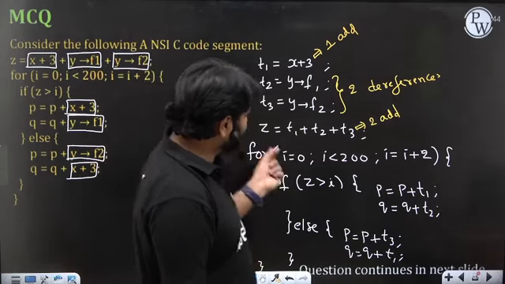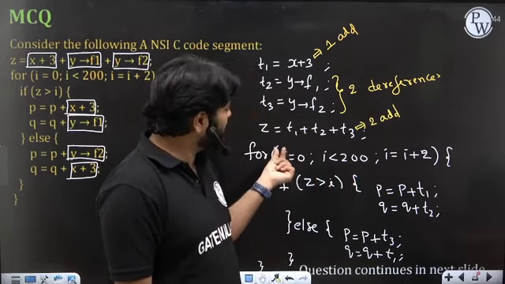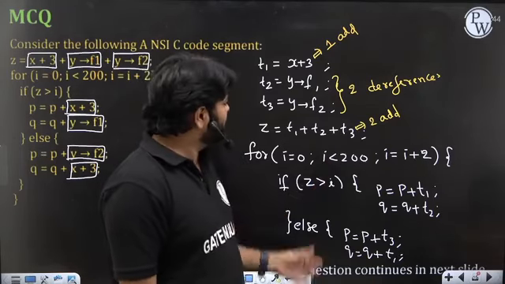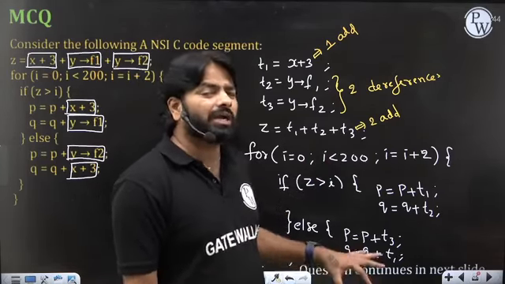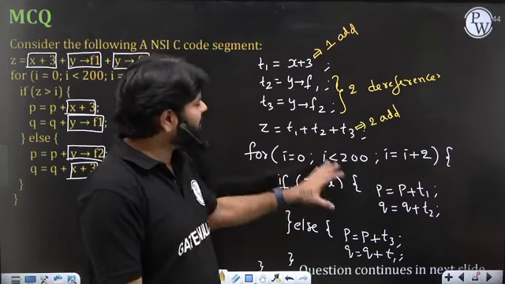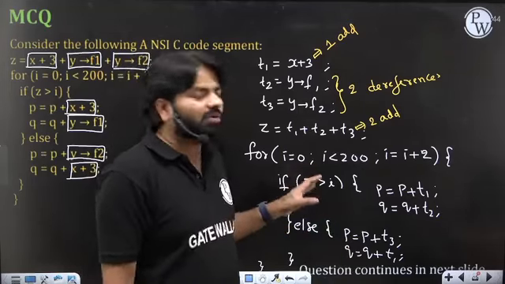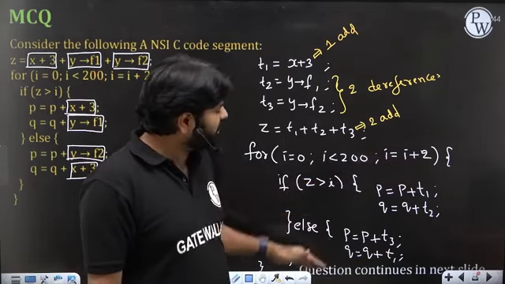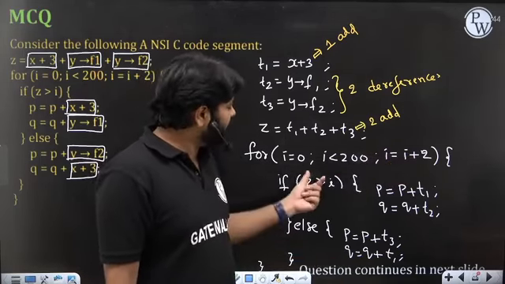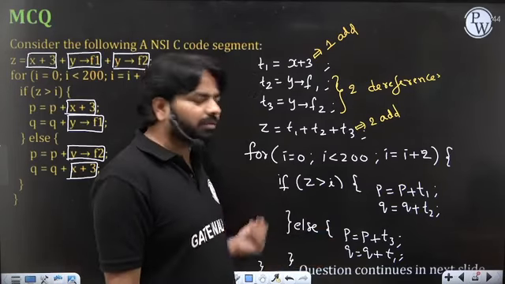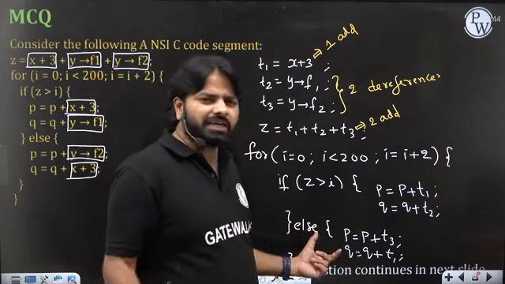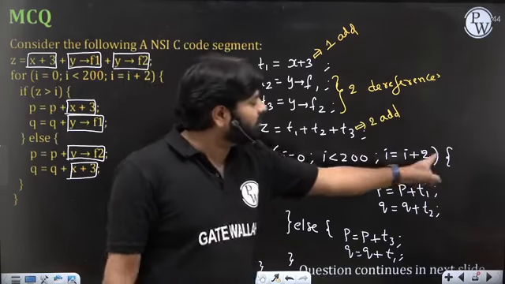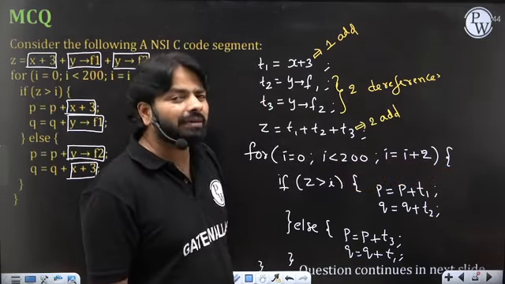Now look at 0 to 199. Less than 200 means less than or equal to 199. So how many times is this executed? Every time you execute, either the if or the else is executed, right? You never come out of the loop without that. So the if or else is definitely executed, but how many times do you enter inside this for loop? Is it 200 times or 100 times?